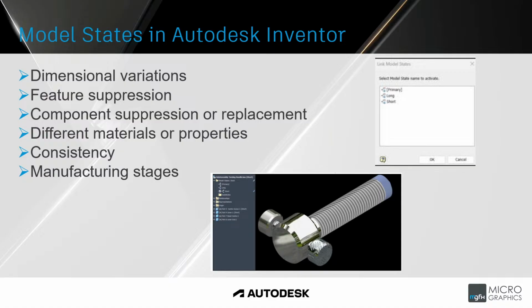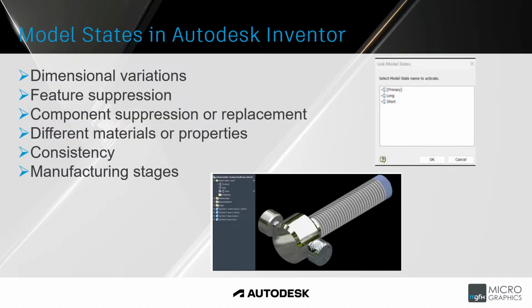A model state enables you to define and store dimensional variations, examples, different lengths or hole patterns; feature suppression, where you can turn off, as an example, fillets or holes; component suppression, or even replacement in an assembly; different materials or properties; and manufacturing stages, example, raw, machined, or final machined stages. Think of it as a smart design table that lives inside your part or assembly file.